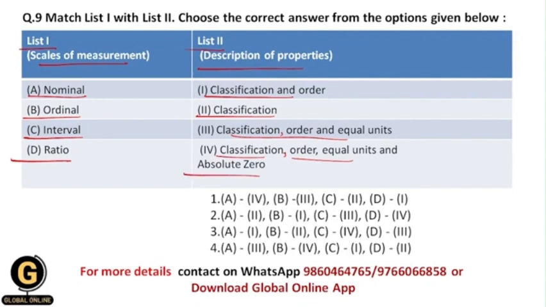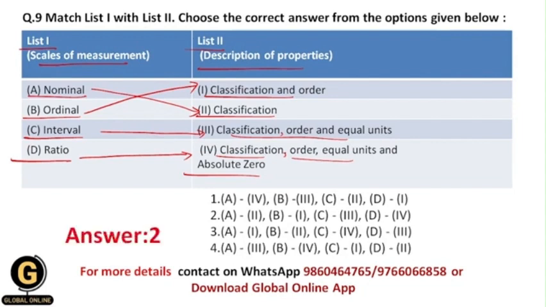As I have told you earlier in this video, the nominal scale includes only classification of variables, that's why nominal will go for classification. Ordinal scale includes both classification and order, that's why ordinal will go for classification and order both. Interval scale includes classification, order and equal units, that's why it will go for this. Ratio scale includes classification, order, equal units and absolute zero, that's why option D matches with 4. That's why your correct answer should be 2, because A is matching with 2, then B is matching with 1, then C is matching with 3 and D is matching with 4, right?